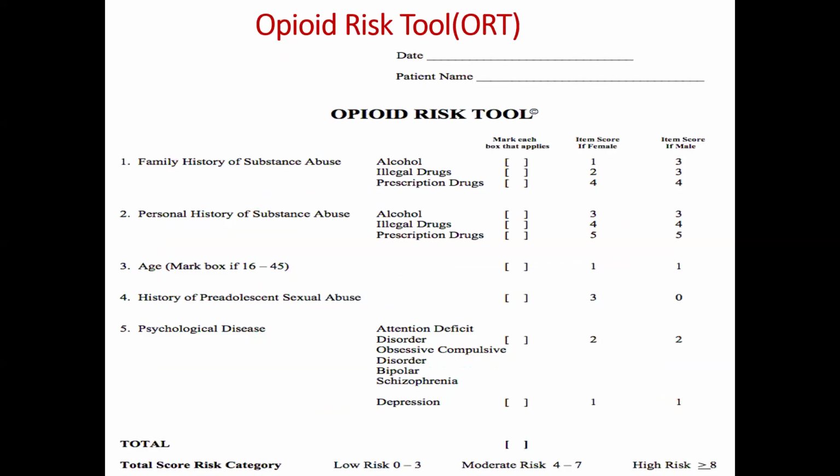We use something called the Opioid Risk Tool, ORT, to evaluate the risk of opioid abuse. This is very important. It's composed of five categories here. You can fill it out; the patient can fill it out, it doesn't matter. Low risk is 0 to 3, moderate risk is 4 to 7, and high risk is 8 or more. This was a basic tool in our palliative care clinic before the patient is seen. We used to fill out this opioid risk tool.